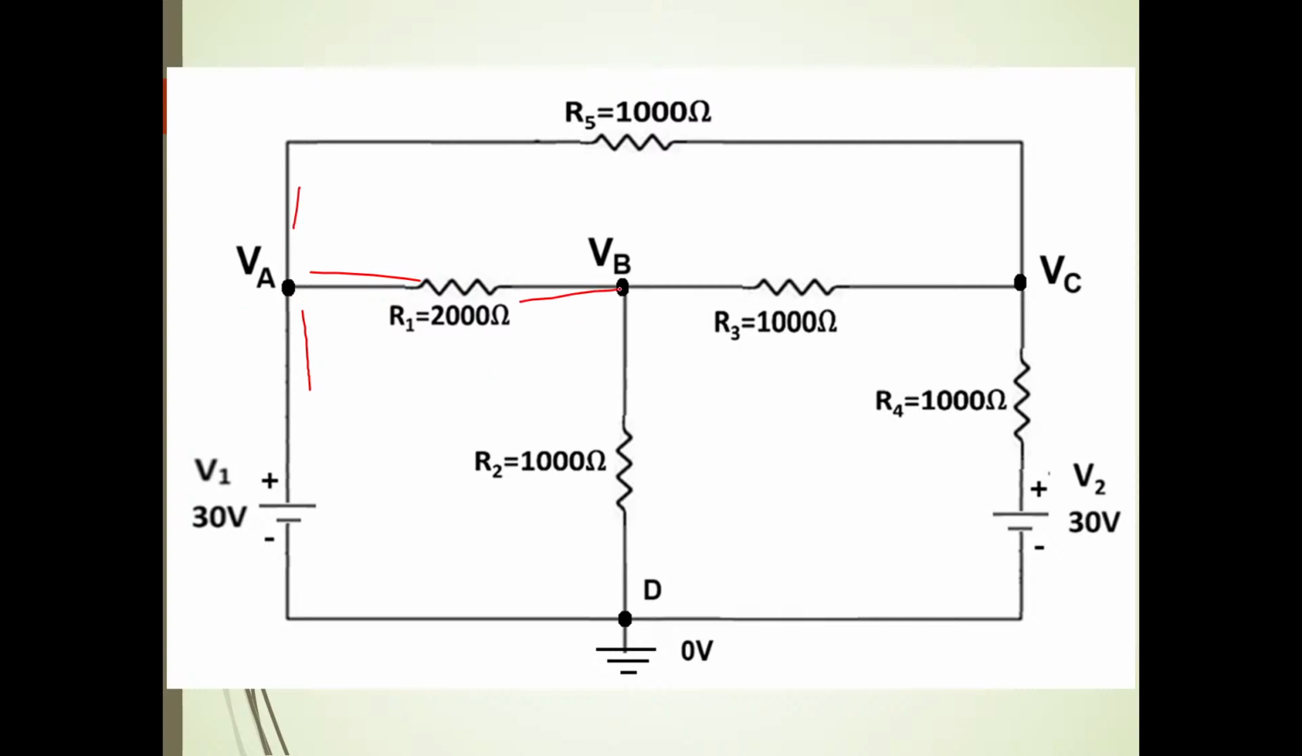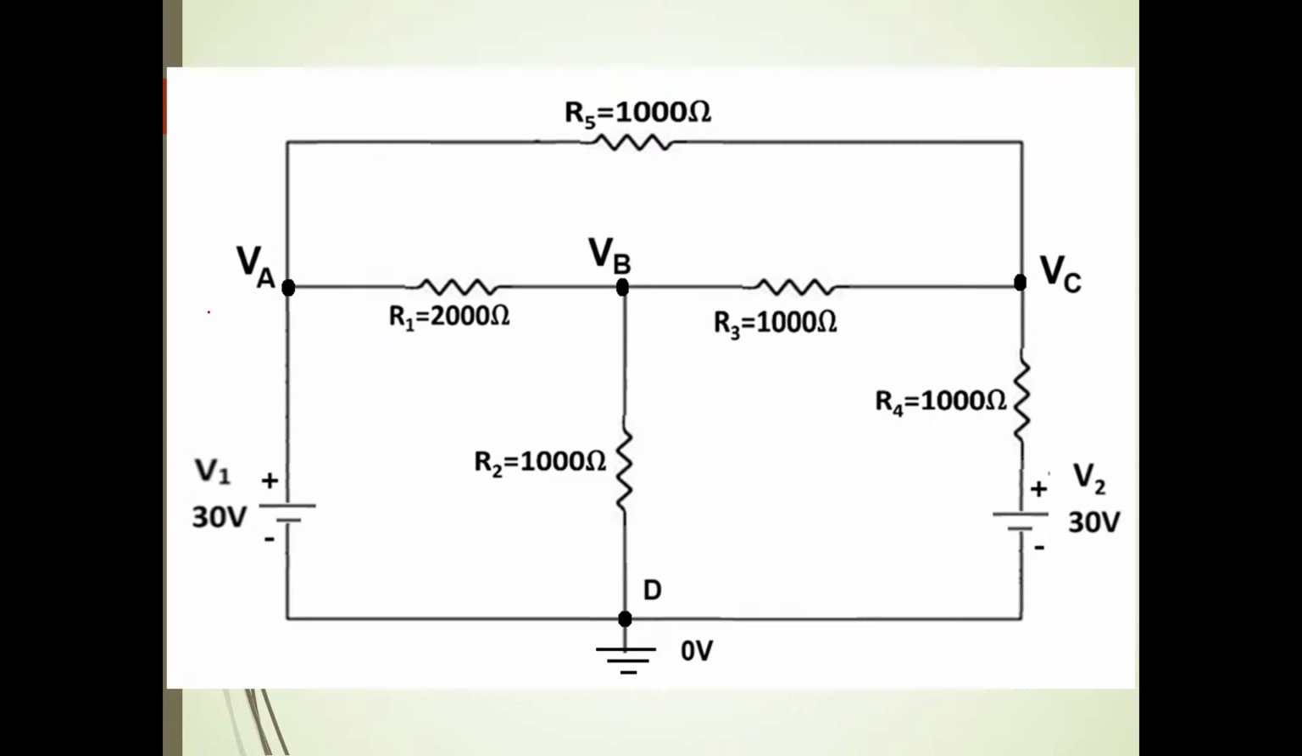At node B, this is one branch, this is one branch, this is one branch. Total 3 branches at node B. At node C, how many branches? 1, 2, and total 3 branches. So at each node there are 3 branches. Forget about the reference node. We already know the reference node voltage is 0 volts, so no need to consider its branches. So there are 3 branches connected to each node: node A, node B, and node C.